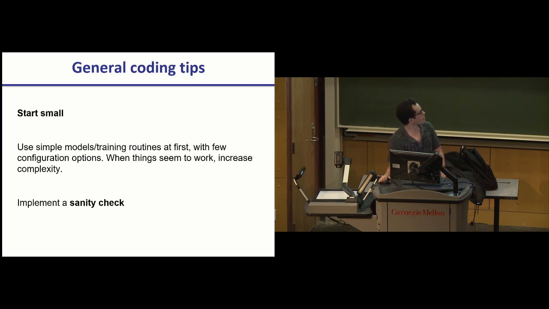Yeah, the final general coding tip is to start small. So when you have a task that you want to do, you start with the simplest model possible. You don't allow it to have a lot of configuration for now. And once this works, you can add stuff incrementally to make it more complex.